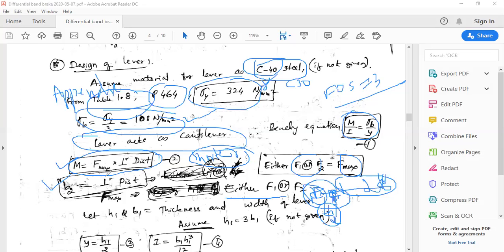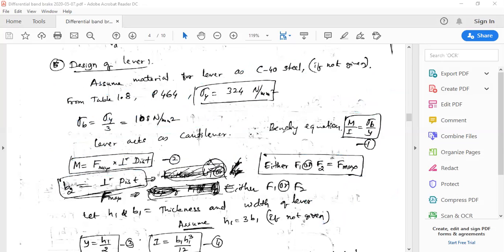While calculating the maximum bending moment, we have to consider the shorter arm which is having a length of B2, and the respective force as the maximum force, either F1 or F2. Out of these two, either is to be taken as F maximum force, and the perpendicular distance is always B2 itself.